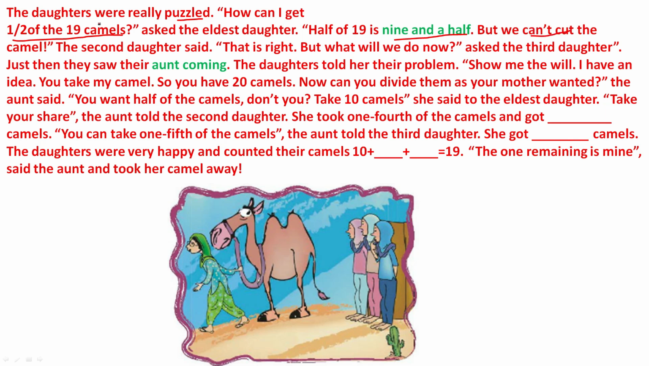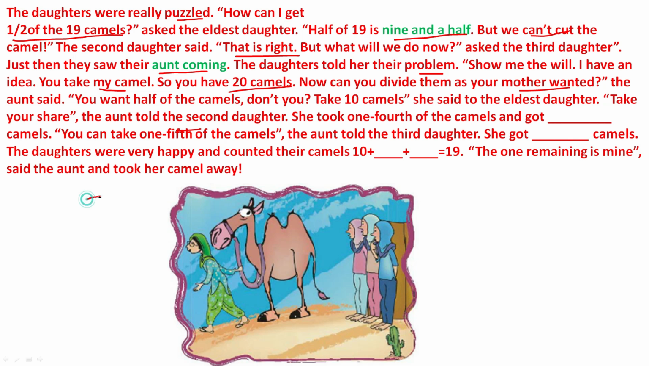The second daughter said, that is right, but what will we do? Asked the third daughter. Just then they saw their auntie coming. The daughters told their problem. Show me the will. I have an idea. You take my camel, so you have 20 camels. Now you can divide them as your mother wanted.